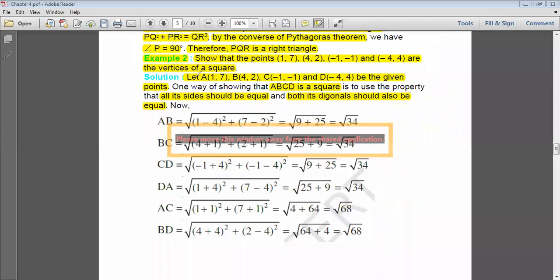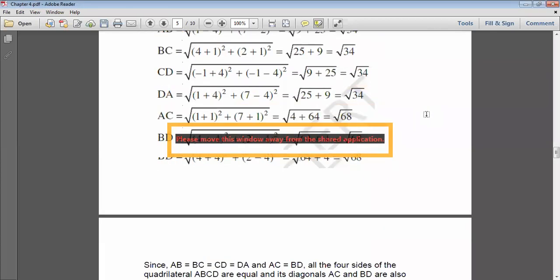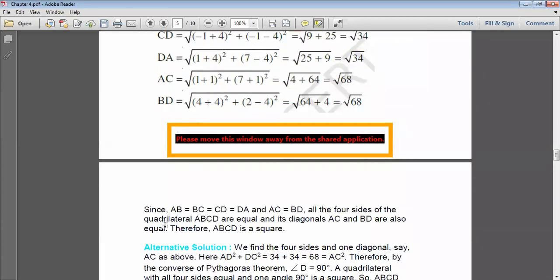Then what can you infer? These points form a square. ABCD forms a square. So you can see that these 4 points form a square. Clear? Okay, fine. So therefore we can see that ABCD is a square.